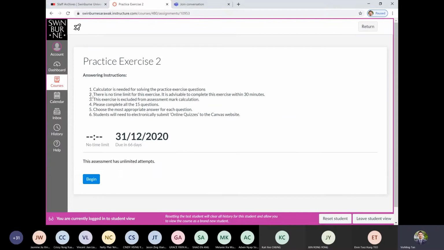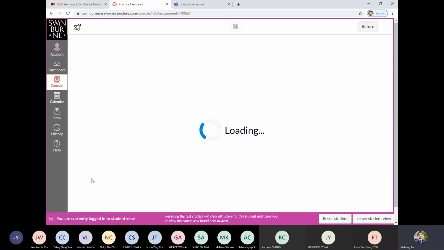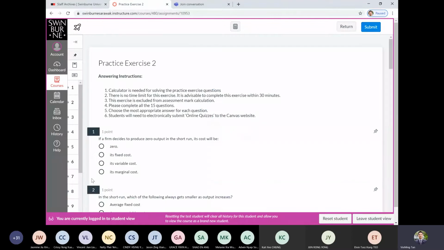Before you attempt the practice exercise 2, probably you can read through again the instructions given. The instruction will be the same as the online quiz 2. So after reading the instruction, I agree with this. Then you can click on the begin button in order to start to attempt.